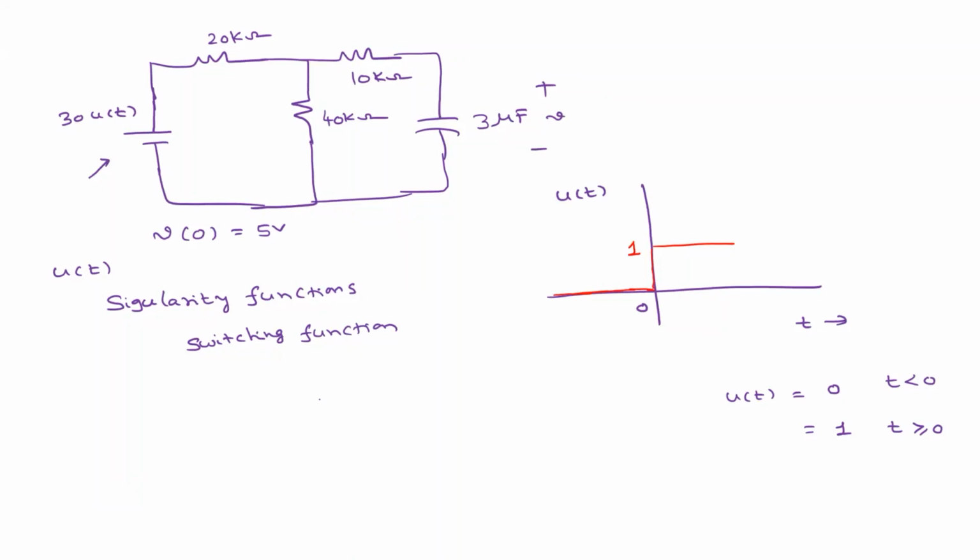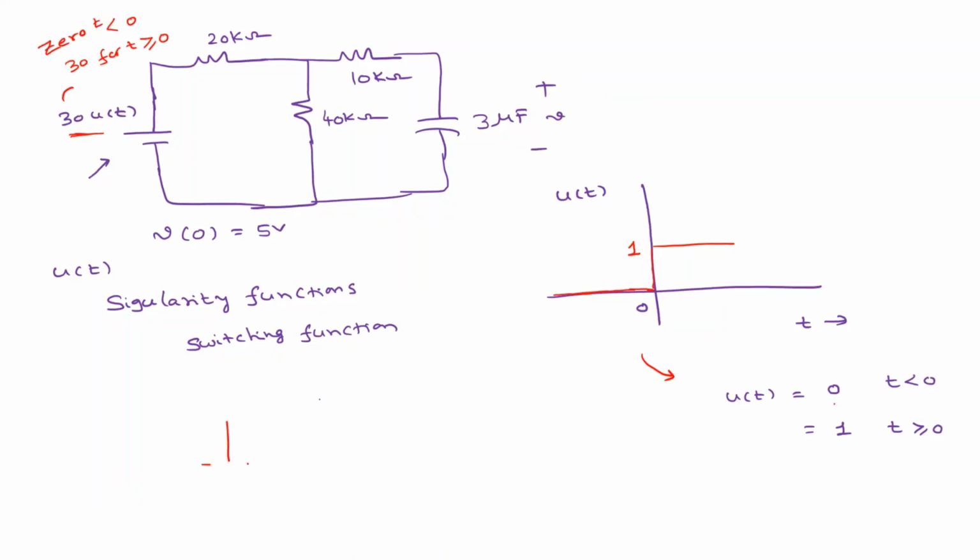All right. So this is the definition of a singularity function. So the meaning of 30 into U of t: what is its meaning? For t less than 0, U of t is 0, so its value is 0 for t less than 0, and its value equals 30 for t greater than or equal to 0.